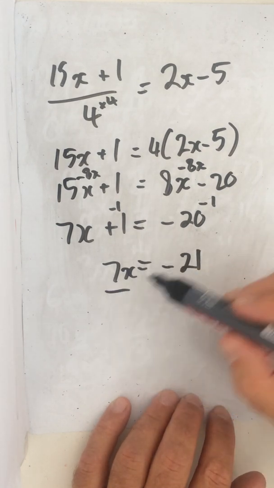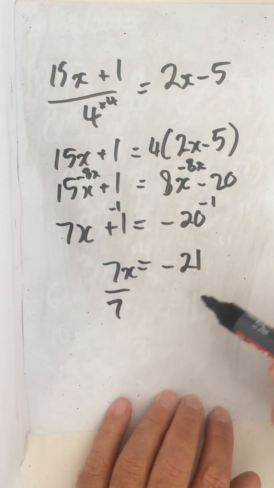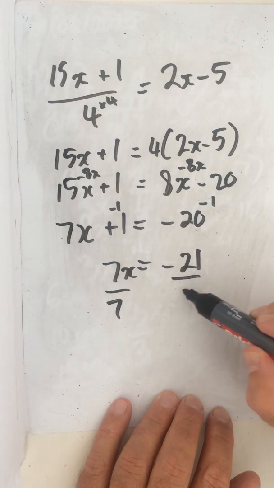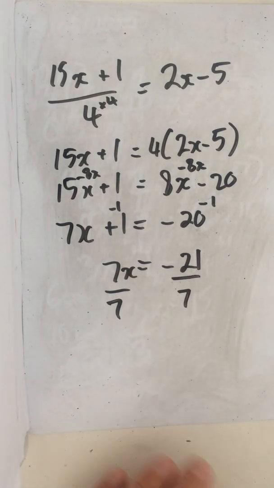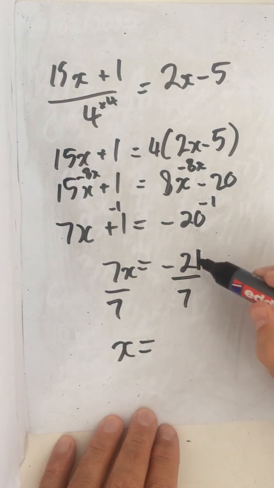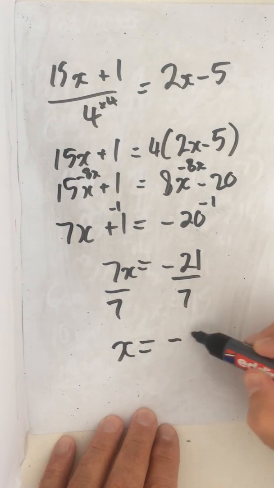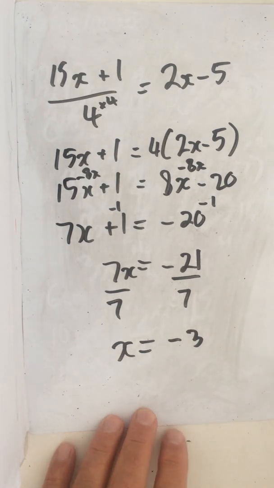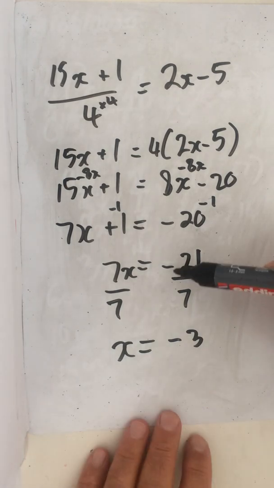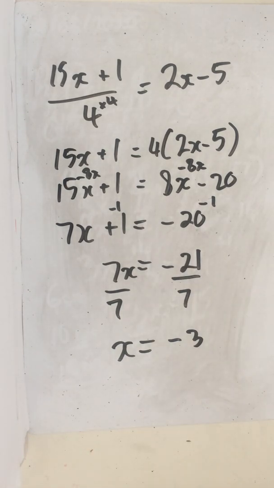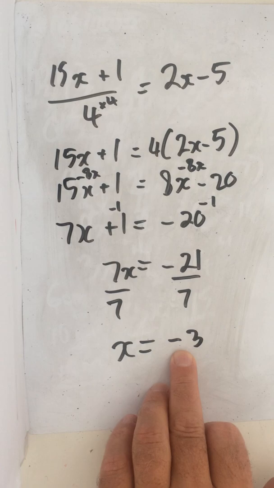Okay. Again, it's 7 times x, so I'm going to divide it by 7. And I do the same on the other side because it's the balance method. X equals minus 3. How many 7s in minus 21? Minus 3. Okay, minus divided by a positive will give me a minus.